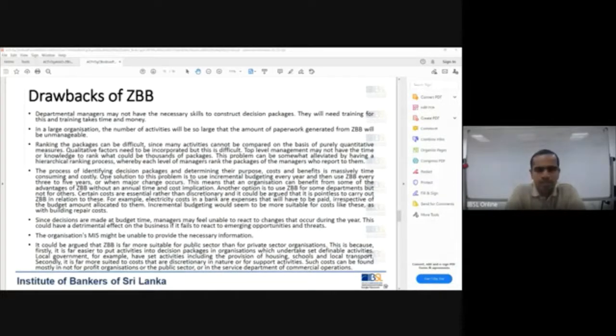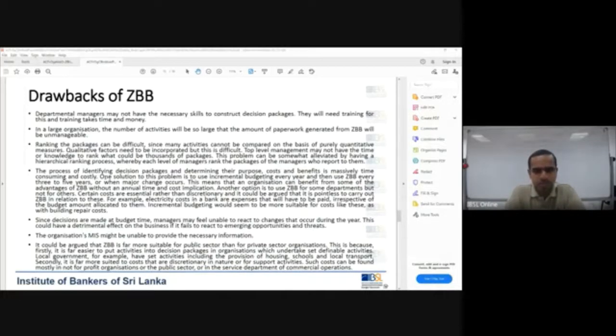The process of identifying decision packages and determining their purpose, cost, and benefit is massively time-consuming and costly. One solution to this problem is to use incremental budgeting every year and then use zero-based budgeting every 3 to 5 years. So you can have a combination of the two. Since decisions are made at budget time, managers may feel unable to react to changes that occur during the year. So the budget might be very rigid. You can't have any flexibility.